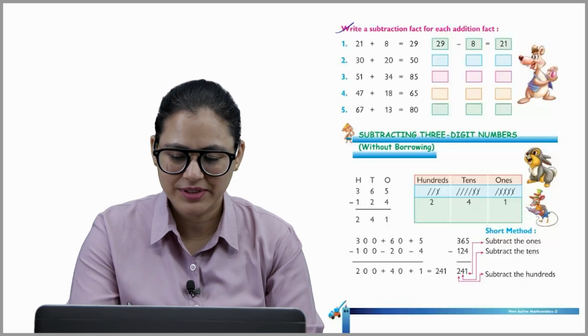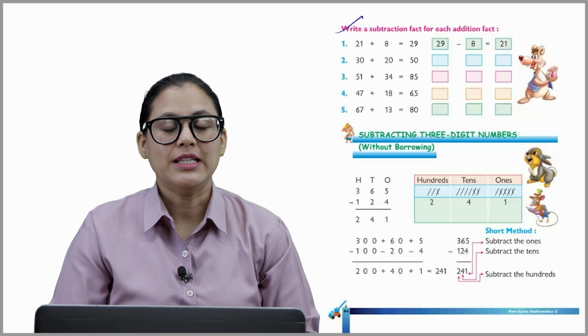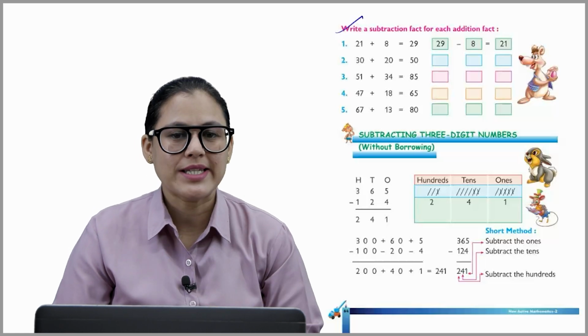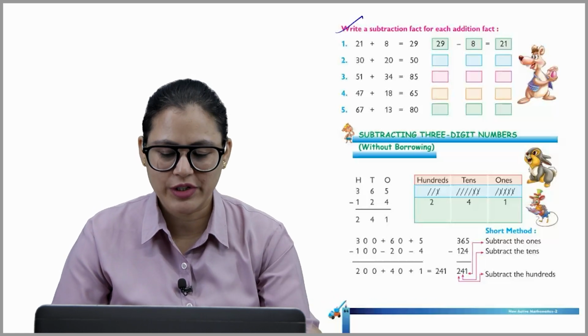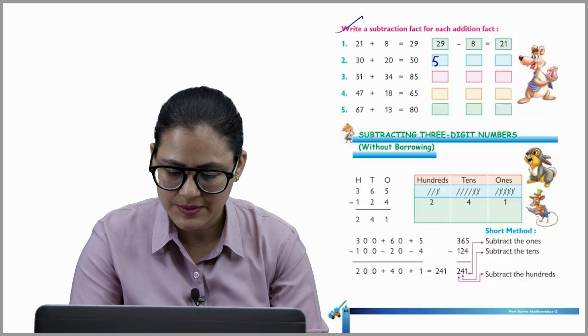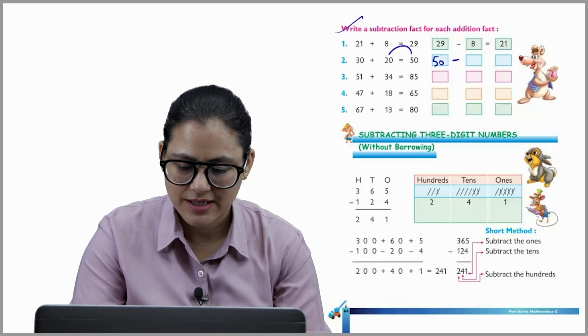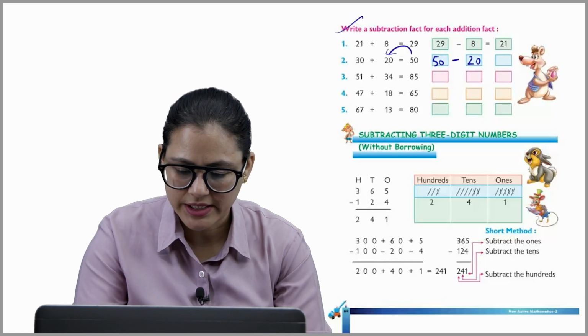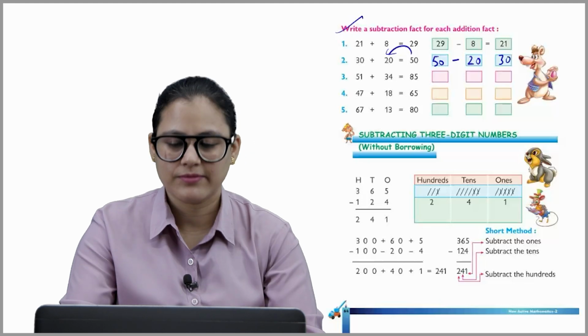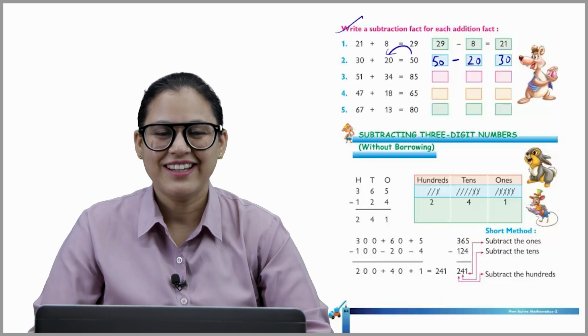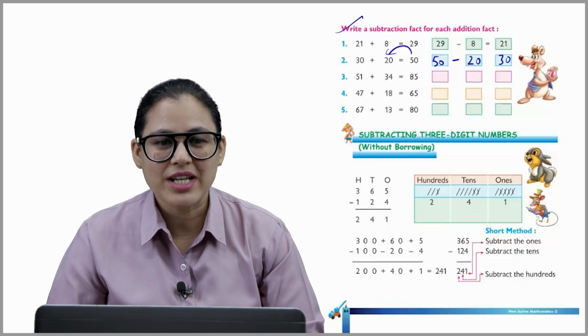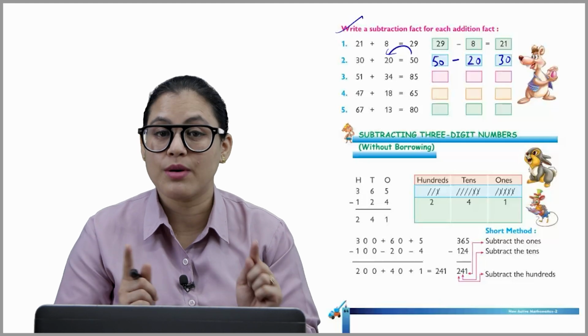Write a subtraction fact for each addition fact. One has been done for you. Let's check out the second one. 30 plus 20 is equals to 50. What will you write? You will write 50 minus 20, then you will get 30, right? Isn't it easy?